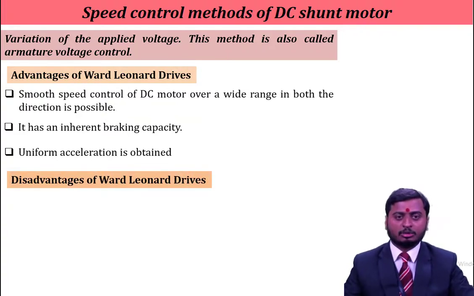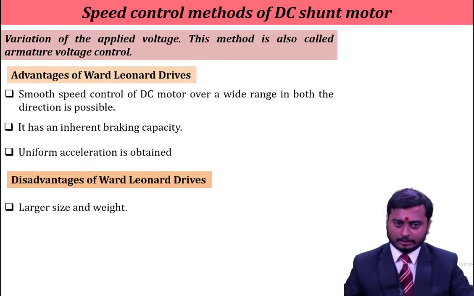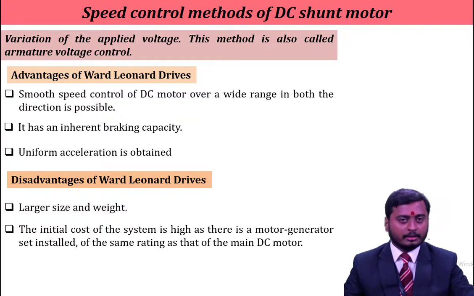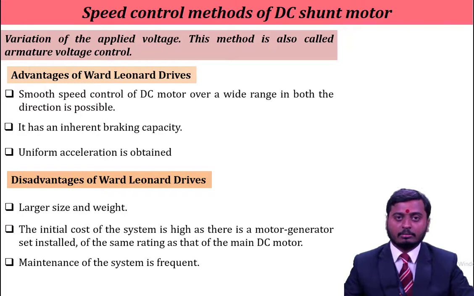Now what are the disadvantages associated with it? Here, as a separate generator is required for controlling input voltage for the motor, the total assembly has a larger size and its weight is more. The initial cost will be high because we have used a motor generator set, and the motor generator set installed is of the same rating as that of the main DC motor, hence cost increases. Then maintenance of the system is frequent because of this motor generator set. So this is what is about the speed control method by using applied voltage.